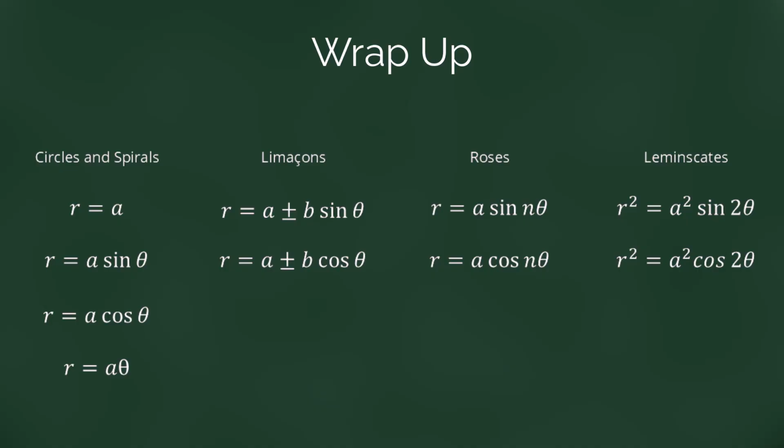Wrapping up, we've got 4 important groups of polar curves that are important to understand. The circles and spirals, which are either of the form r equals a sine theta, or r equals a cosine theta, or in the case of the spiral, r equals a theta. The Limacons, which are r equals a plus or minus b sine theta, or r equals a plus or minus b cosine theta. The roses, r equals a sine n theta, or r equals a cosine n theta. And then finally the Lemniscates, which are r squared equals a squared sine 2 theta, or r squared equals a squared cosine of 2 theta.